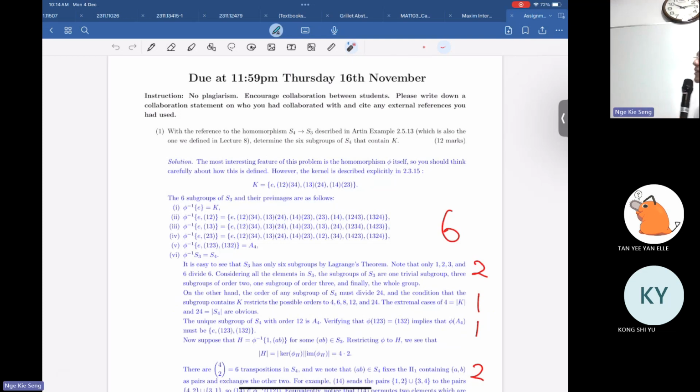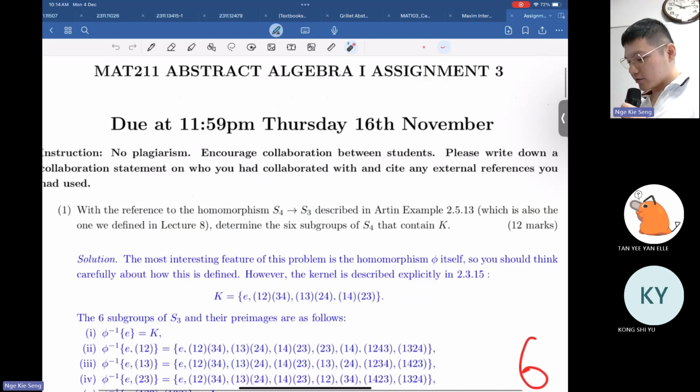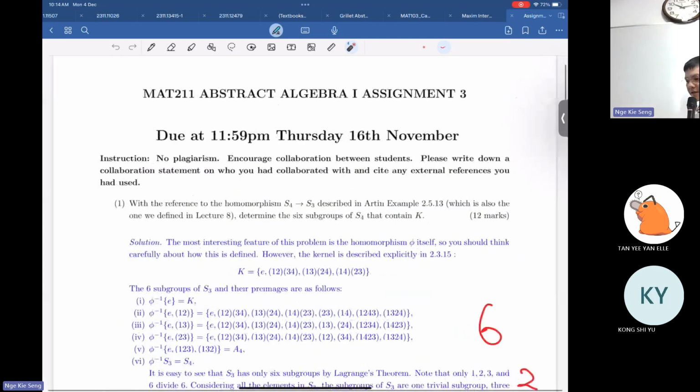So first question here. Is this the first question? Yeah. So you have a homomorphism from S4 to S3. Find the 6 subgroup of S4 that contain K. There are a few ways you guys answer. Okay, so the first basic way is you just directly find what are the subgroups containing K. But this doesn't really address this question here. This question says what? Determine the 6 subgroup.